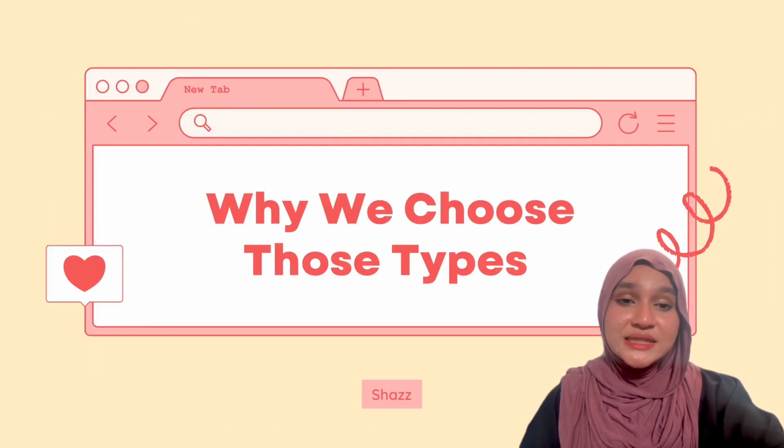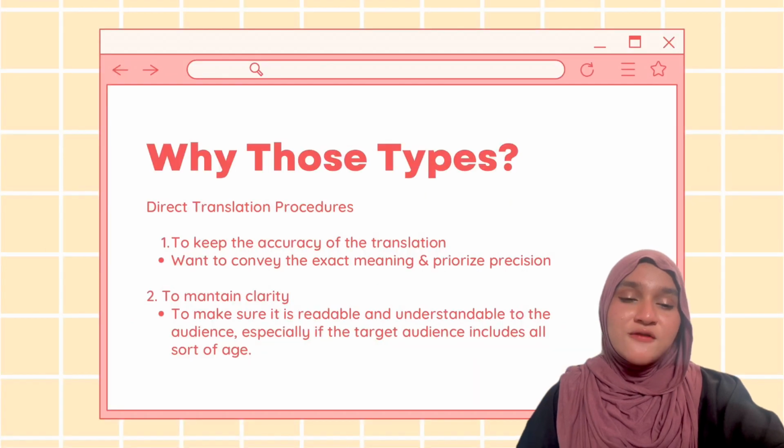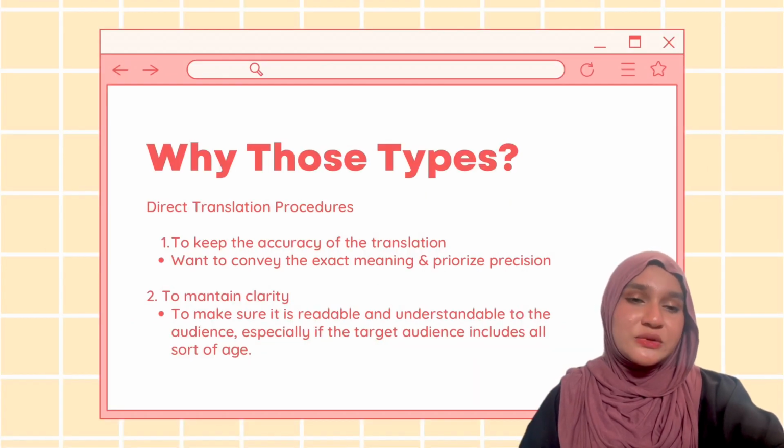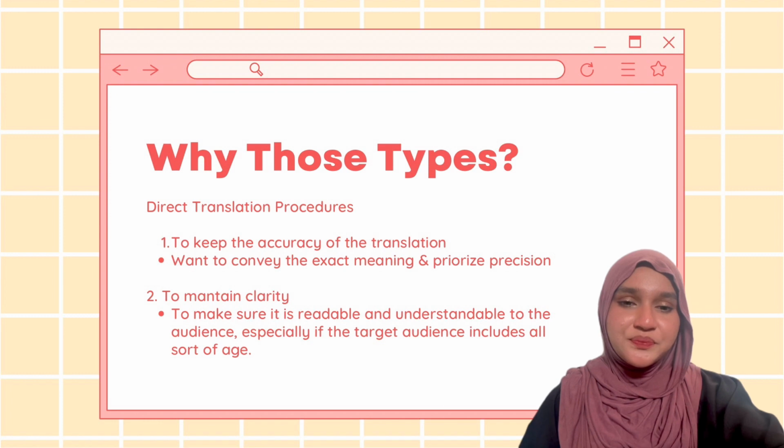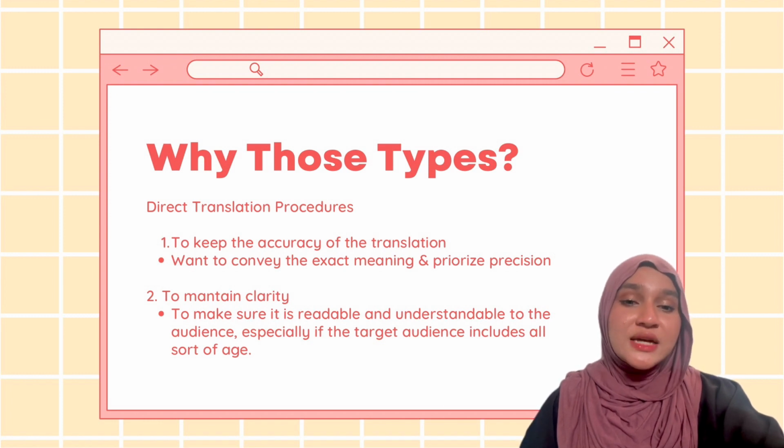Lastly, we will talk about the reasons why we choose that type. Firstly, we choose direct translation procedures to keep the accuracy of the translation as we want to convey the exact meaning and prioritize precision. Secondly, we also choose direct translation procedures to maintain the clarity as we want to make sure it is readable and understandable to the audience, especially if the target audience includes all sorts of ages, so that older people, for example, can understand easily as there are no complicated words to digest.